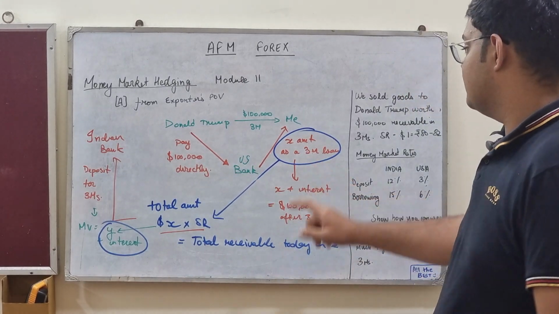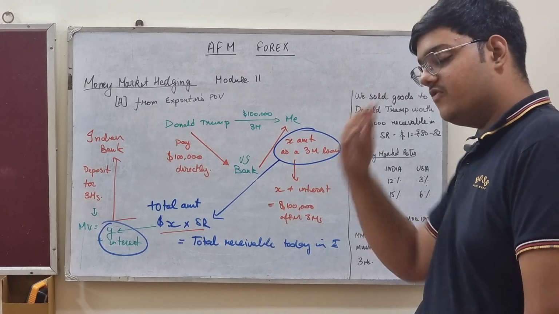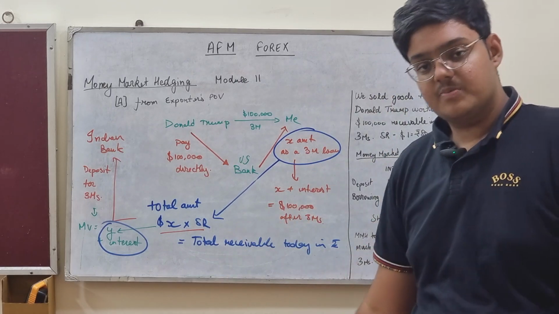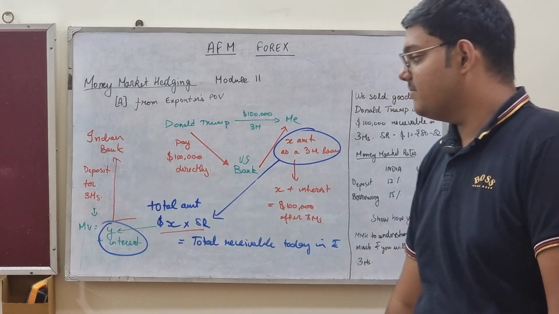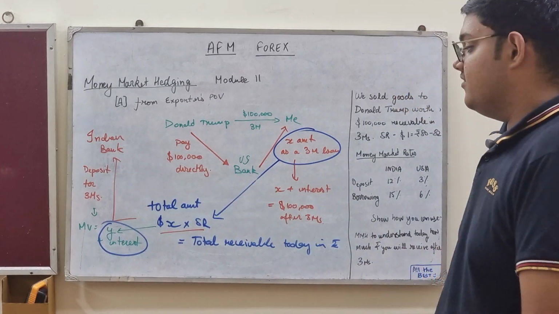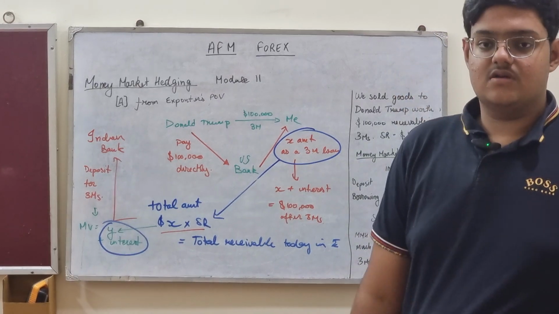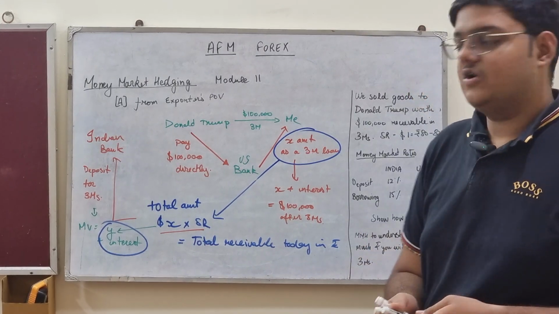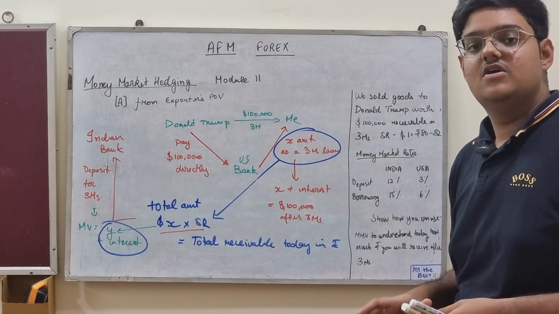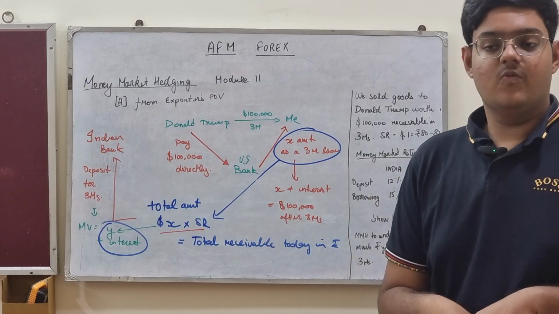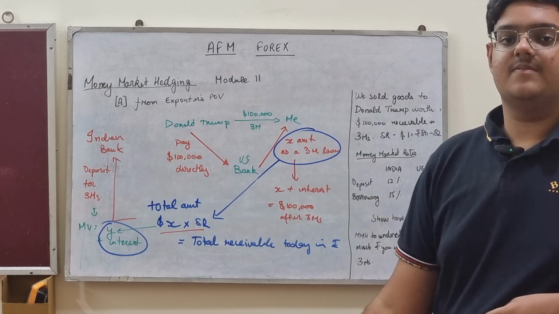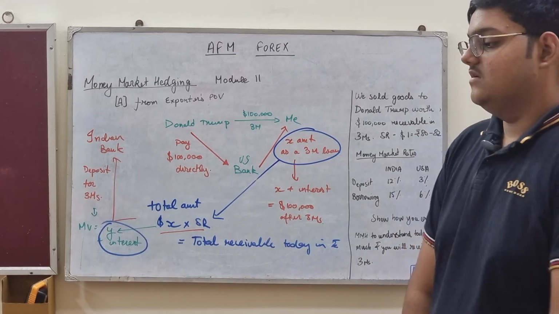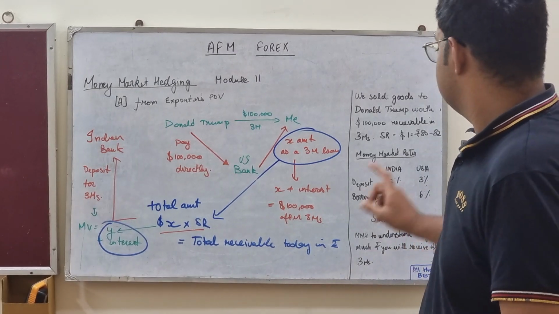Now, this X amount that we will receive as a loan from the US bank today, we will convert into rupees and deposit in an Indian bank for 3 months. After 3 months, whatever principal plus interest we receive is the total amount of compensation we are going to get from this entire transaction. So we will know today how many rupees we will receive after 3 months. That is basically hedging using money market instruments. Now I'm going to solve this sum.